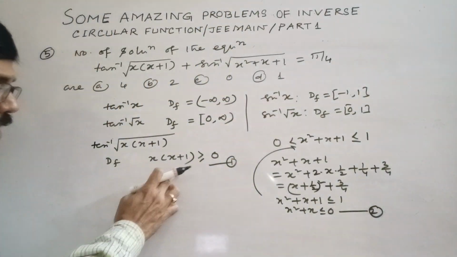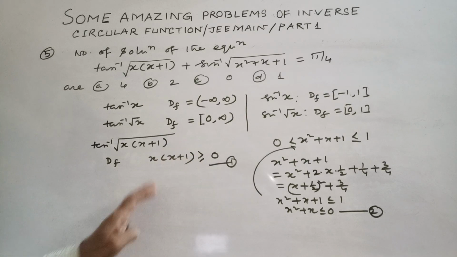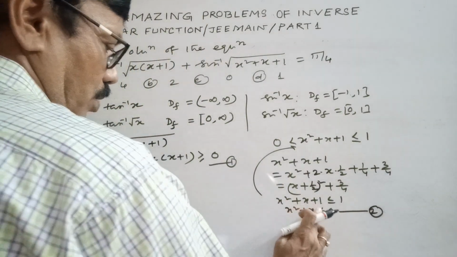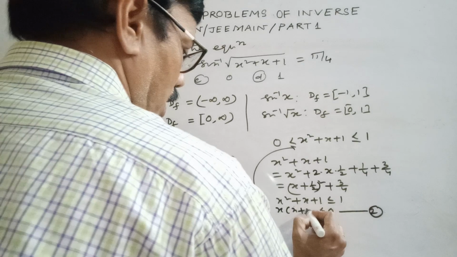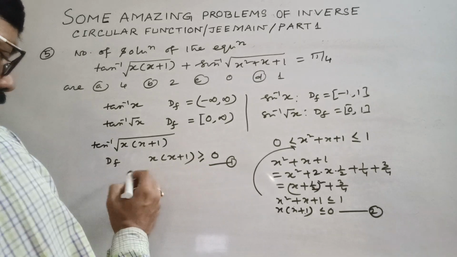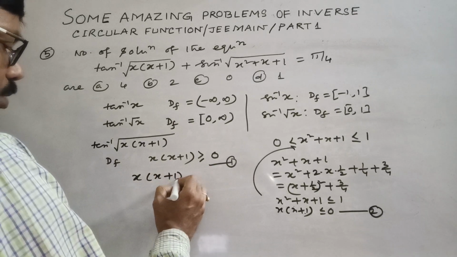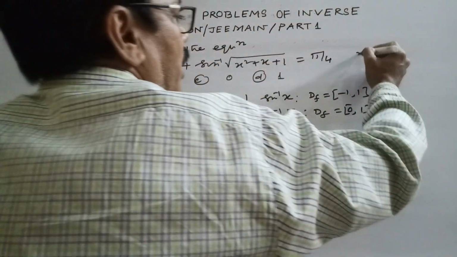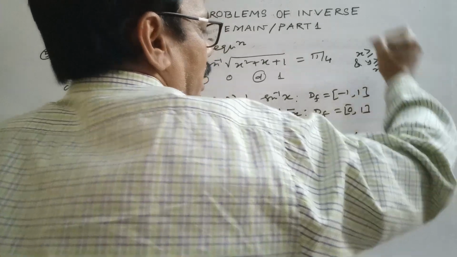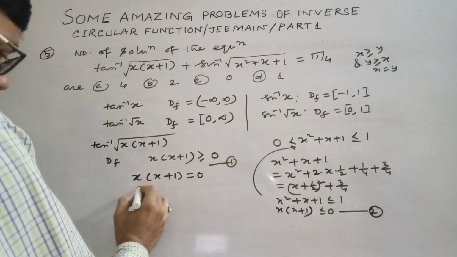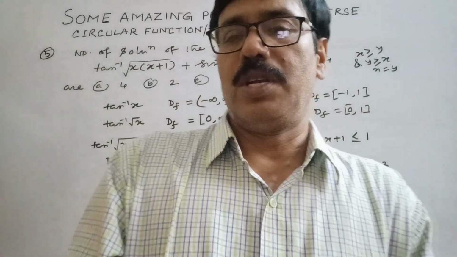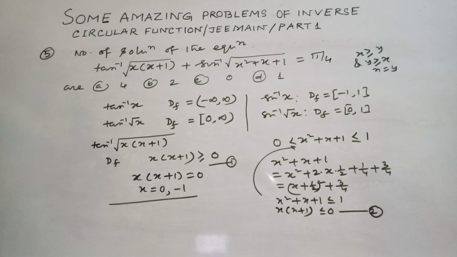So here x into x plus 1 is greater than or equal to 0, and here x into x plus 1 is less than or equal to 0. This is possible only when x into x plus 1 equals 0. So x greater than or equal to 0 and 0 greater than or equal to x, so we are getting x equals 0. So we are getting x equals 0 and minus 1. Now we are getting two values of x.